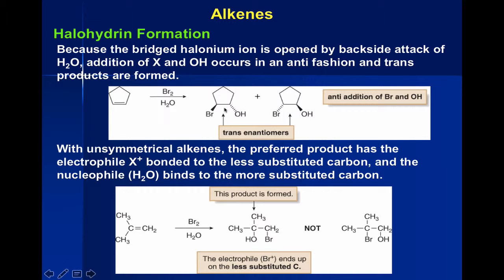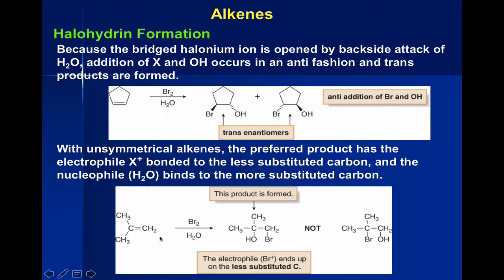These are two chiral centers, and so we have two enantiomers to deal with. If you build the models of these, you'll see that they are non-superimposable mirror images of one another. But what you notice here is that it doesn't matter which carbon gets the bromine and which carbon gets the oxygen from water, because there's a mirror plane of symmetry that runs through this molecule. However, that's not the case in the example down here.